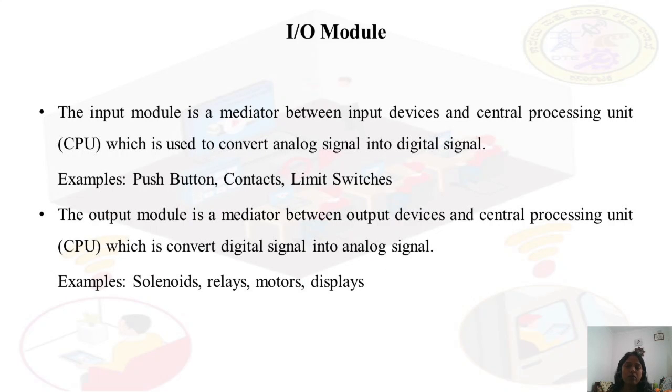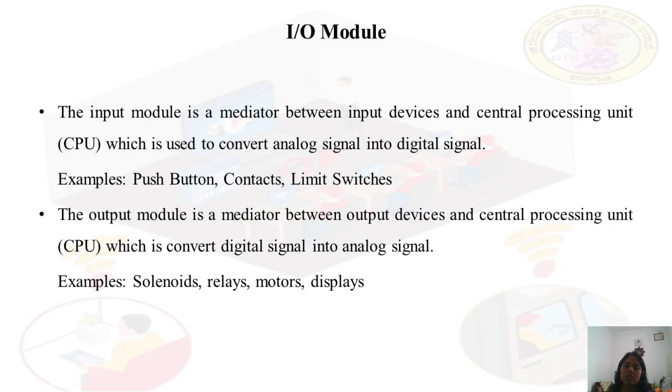Next one is the input or output module. This input or output module acts as the interface between the CPU and your real world devices, that is your input devices. For example, if you have sensed the temperature, then temperature is the input signal. Understood? Then the input module is a mediator between the input devices and the CPU, which is used to convert analog signal into digital signal.